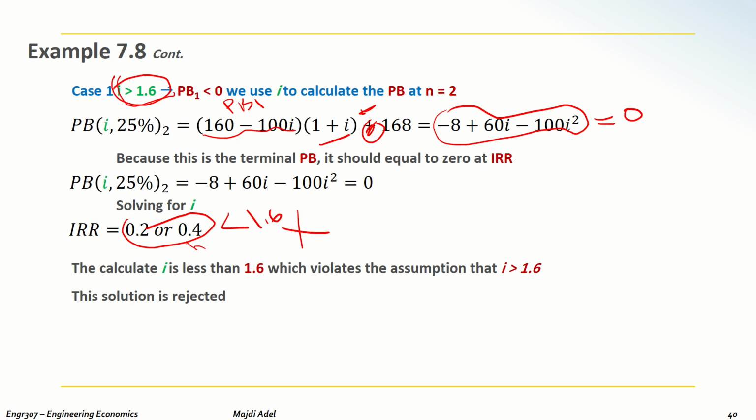What does this mean? It means there's no way that the internal rate of return is greater than 1.6 or 160%. So the rate of return should be less than 1.6, or 160%. So this solution is rejected.